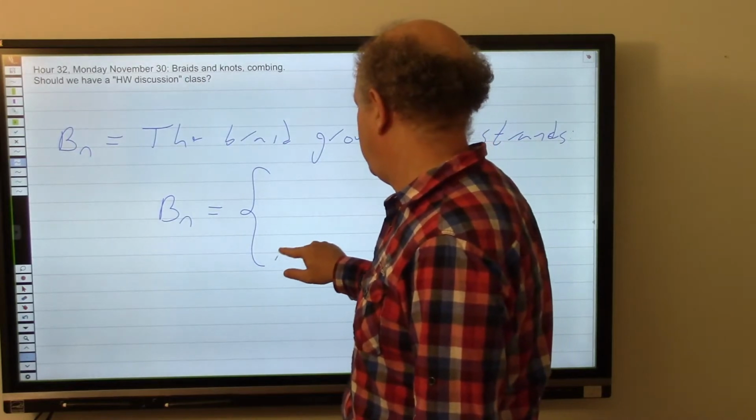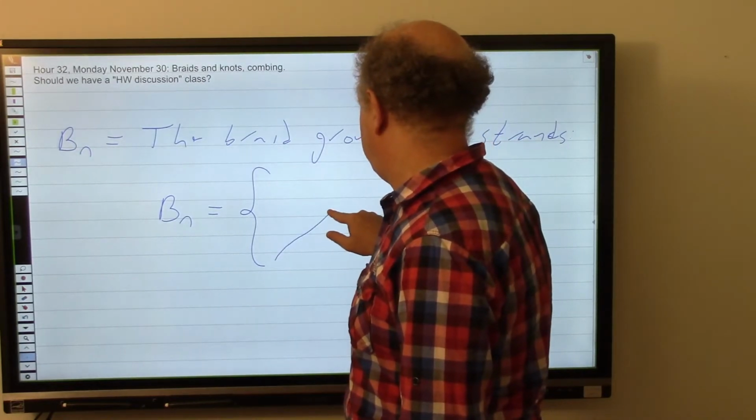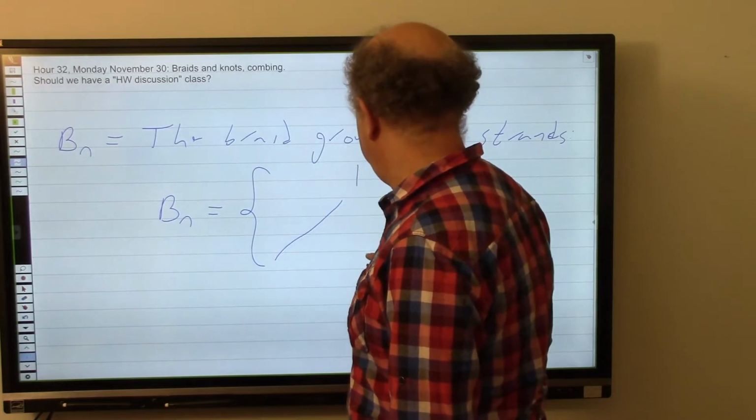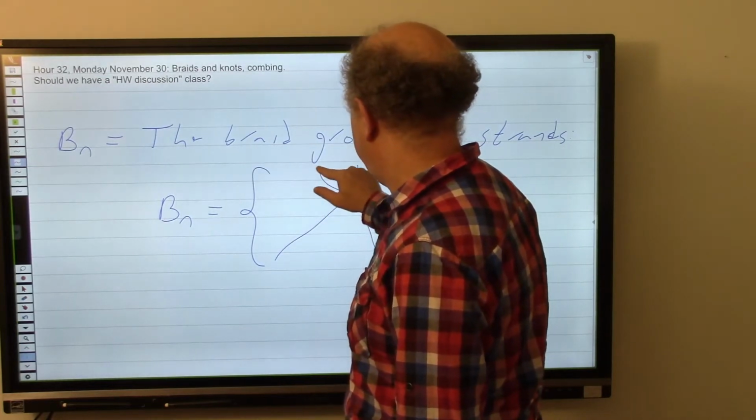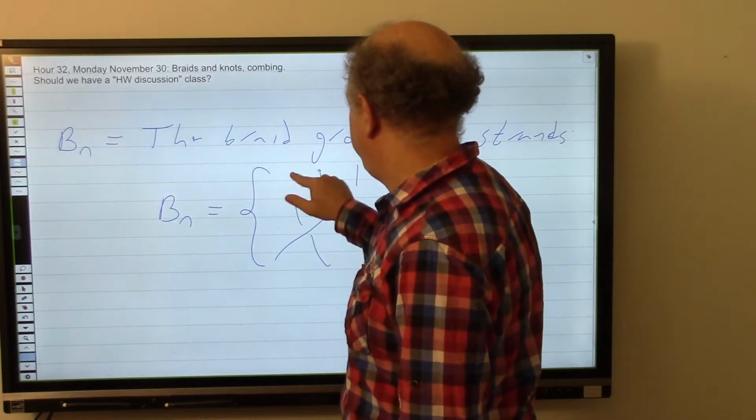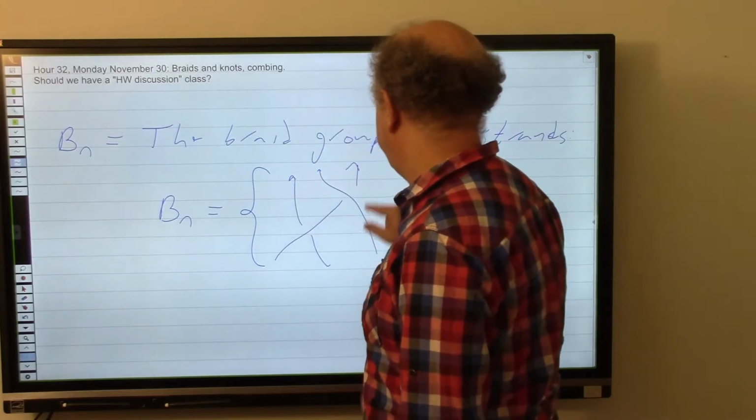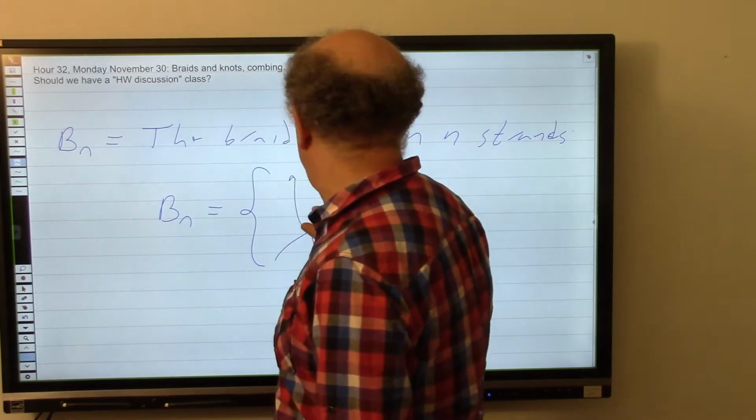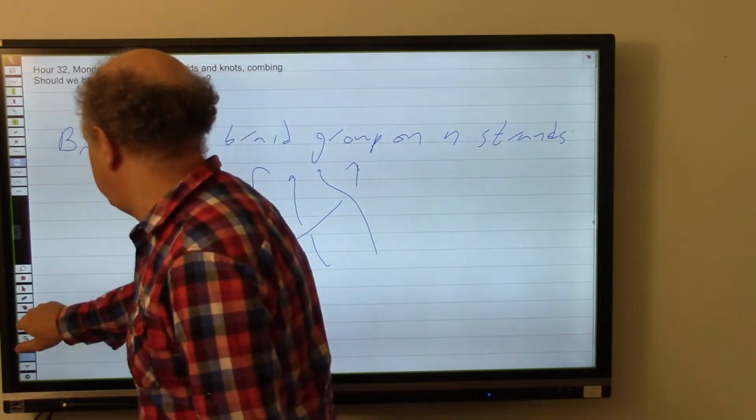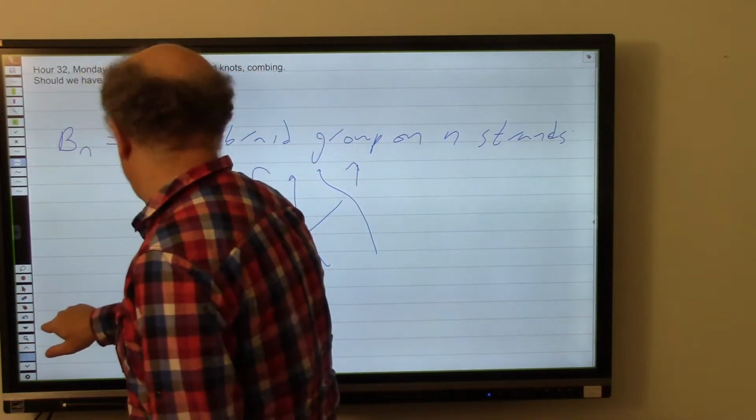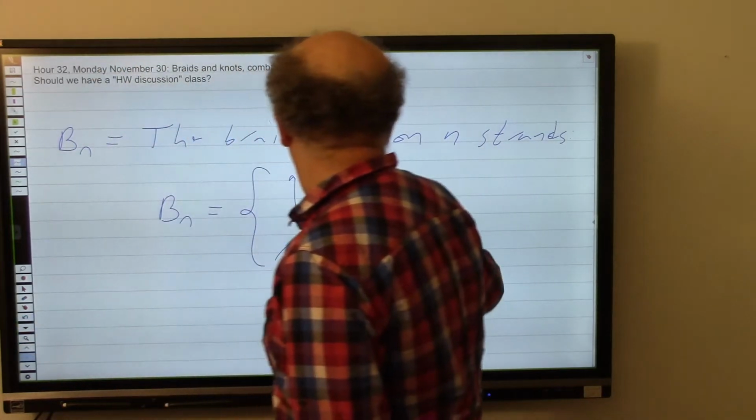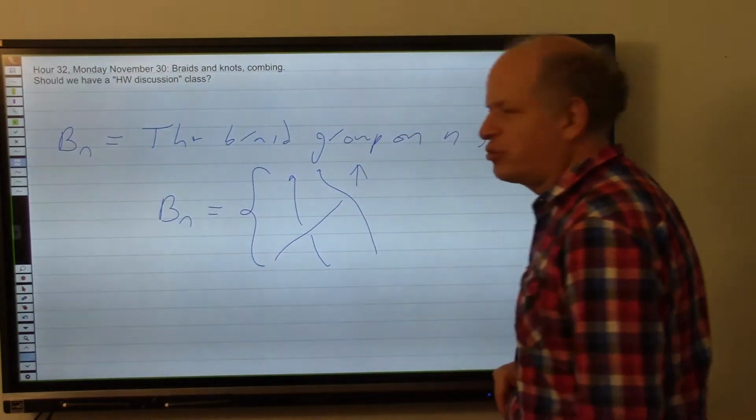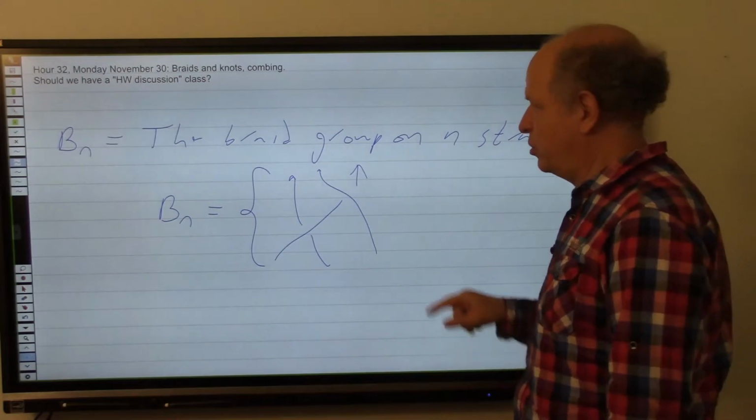So here is a 3-strand braid. Okay, so here is a 3-strand braid.